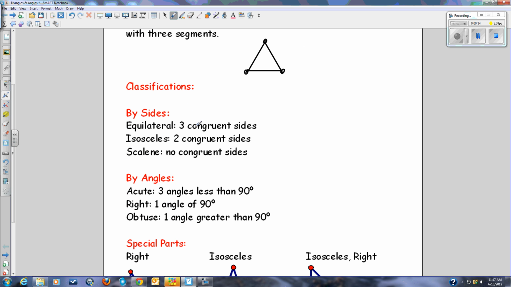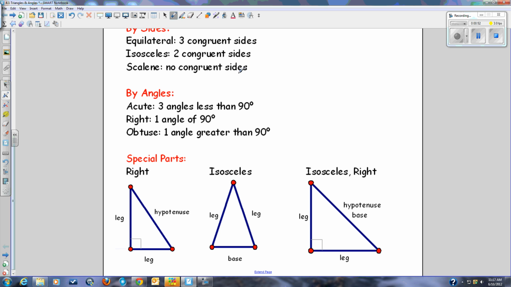There are different types of triangles. You can classify triangles by the number of sides. An equilateral triangle has 3 congruent sides. An isosceles triangle has 2 congruent sides. And a scalene triangle has no congruent sides. You can also classify triangles by angles. An acute triangle has 3 angles less than 90 degrees. A right triangle has 1 angle equal to 90 degrees. And an obtuse triangle has 1 angle greater than 90 degrees.